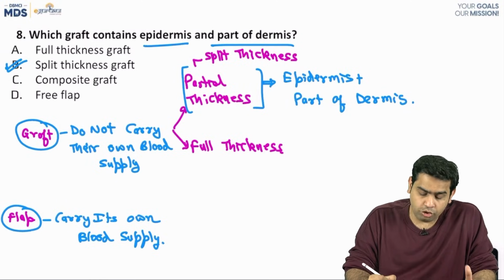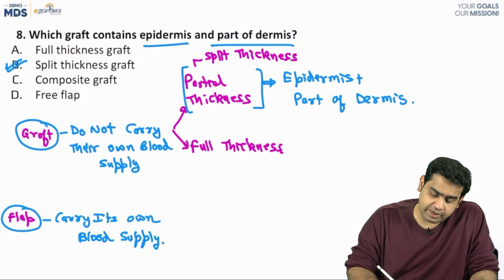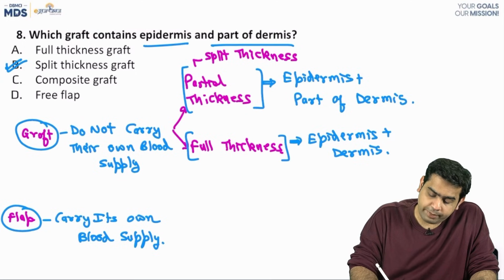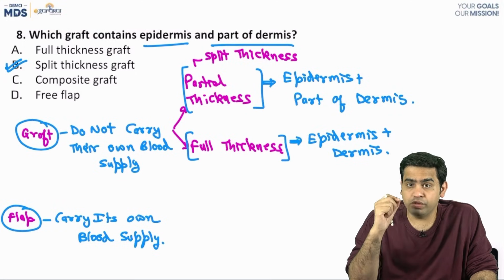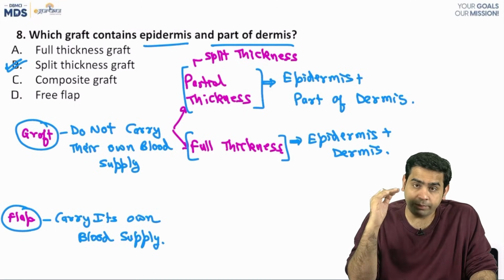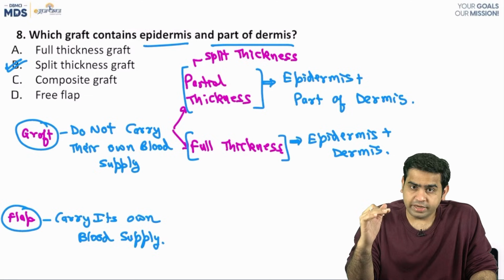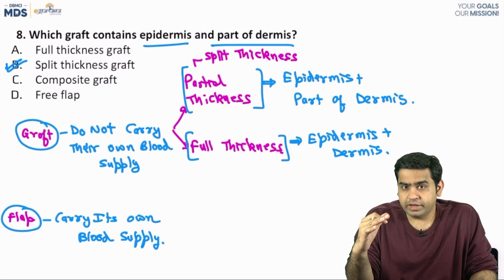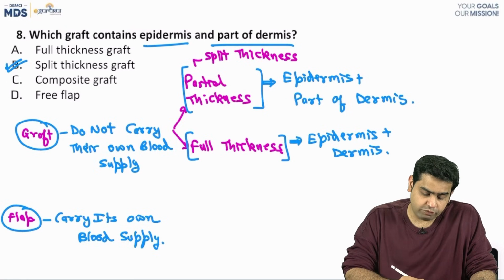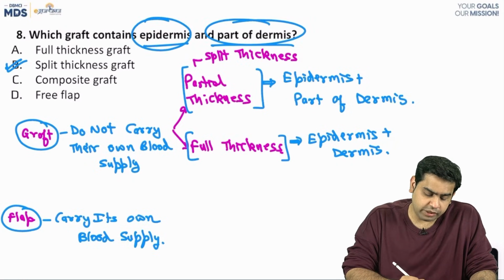On the other hand, the full thickness grafts, these are the ones which are having epidermis plus the dermis. So epidermis and the entire dermis, these are the ones which are basically present in the full thickness graft. Okay, so I hope you're able to appreciate the difference between the partial thickness and the full thickness graft. Partial thickness, epidermis plus the part of dermis. Full thickness graft is the epidermis plus the entire dermis. Okay, so the question was asking epidermis and the part of the dermis, that is a partial thickness or the split thickness graft.